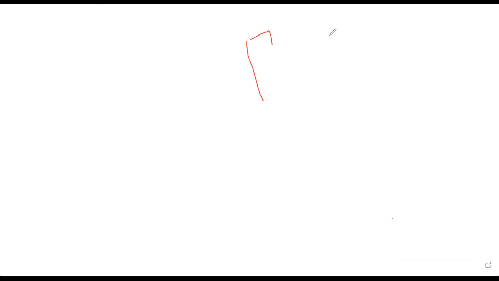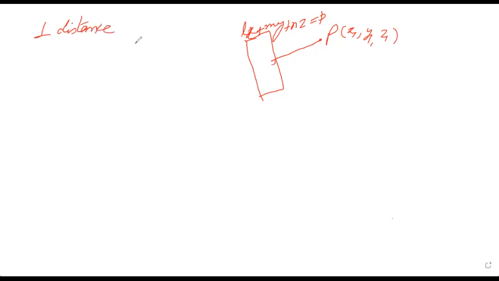suppose this is a plane and some point P is here, you want to find the perpendicular distance of this point. P is given to you, x1, y1, z1, and the equation of the plane in normal form is given: lx plus my plus nz is equal to p. So the perpendicular distance, this distance, suppose PM, was coming lx1 plus my1 plus nz1 minus p. It was the distance PN. By this, you can find the distance. You can derive this one.